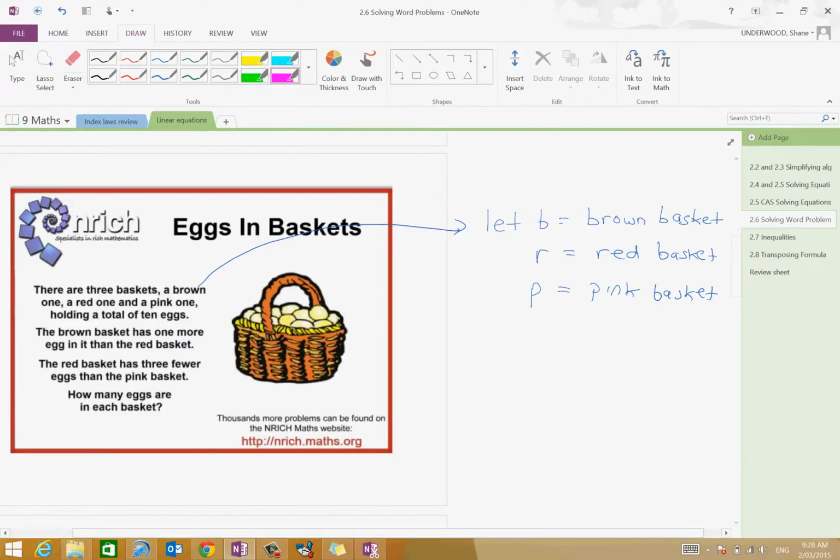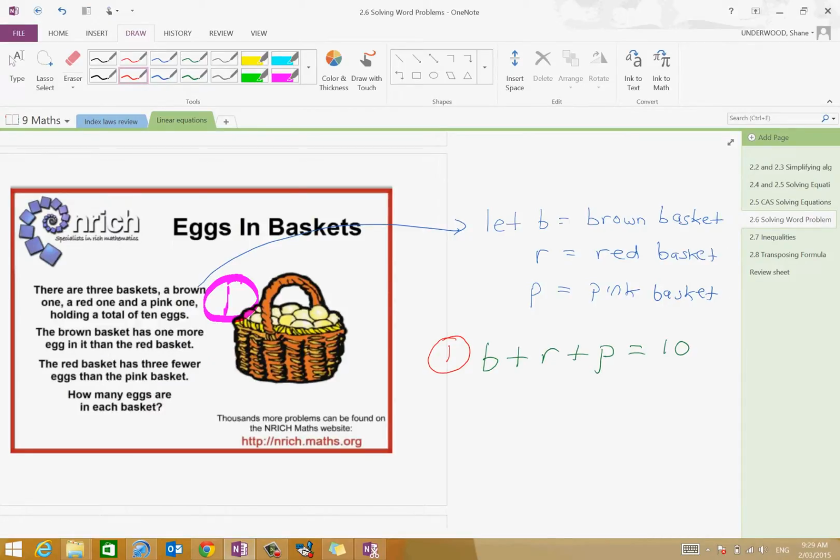We're going to call that equation 1. How would we write that equation? There are 3 baskets, a brown one, a red one, and a pink one, holding a total of 10 eggs. What would I have to do? I would have to add what 3 variables to get the amount of eggs we have, which is 10. Yes, Michael? B plus R plus P. Good. B plus R plus P is equal to 10. Now, whenever you write an equation, always write the first equation with a little 1 with a circle around it, because that denotes that it's an equation.